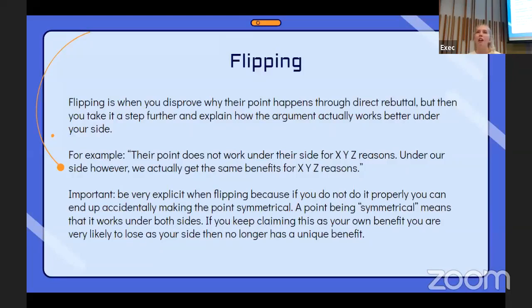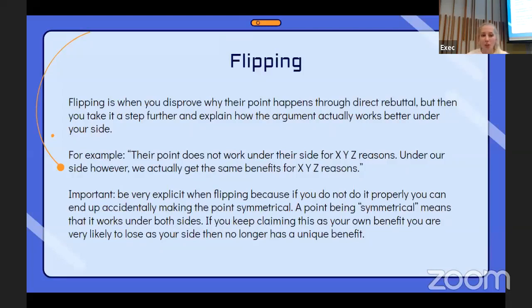If you ever hear an advanced debater saying things like, "Now I'm going to co-opt all of their material," or "I'm going to flip all of their material," this is what they're doing. They're using this strategy. So for example, it looks like: if their point does not work under their side for XYZ reasons, so you're just summarizing all of the direct rebuttal that you've just done. Under our side, however, we actually get the same benefits for XYZ reasons.